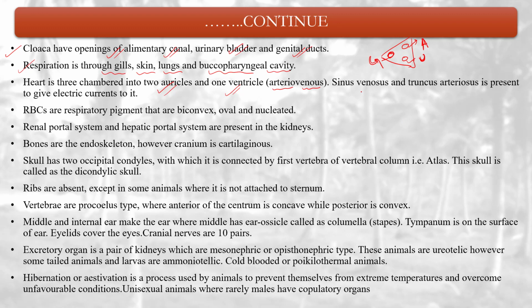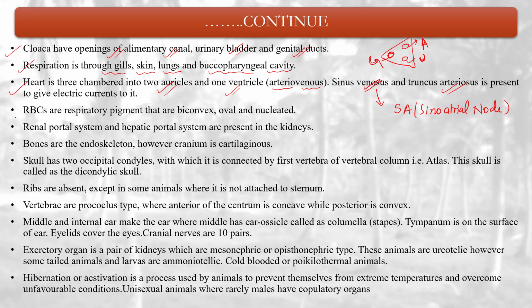Sinus venosus and truncus arteriosus are present to give electric currents. Sinus venosus is a prototype of the SA node, the sinoatrial node. And truncus arteriosus is present to give electric currents, meaning for autorhythmicity, so that the heart can beat and pump the blood further. So sinus venosus, which is a prototype of the sinoatrial node, and truncus arteriosus are present to give electric currents for the proper flow of blood in the body.